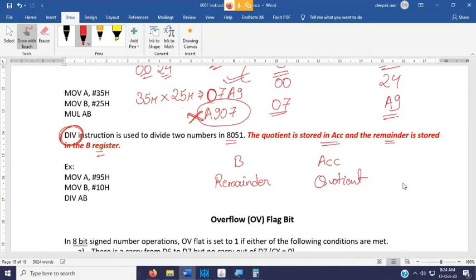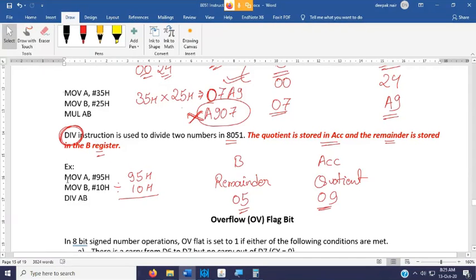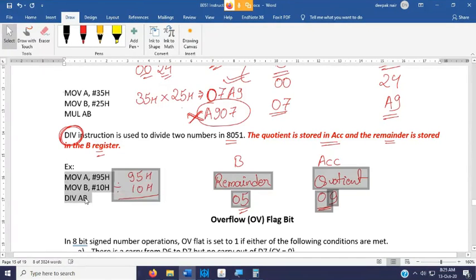Okay, so let us try. For example, A is loaded with 95H divided by 10H. So definitely you are going to get remainder and quotient. So the quotient will be 9. And remainder will be 0, 5. So this will be loaded in accumulator and the remainder 0, 5 will be loaded in the B register. Let us check.